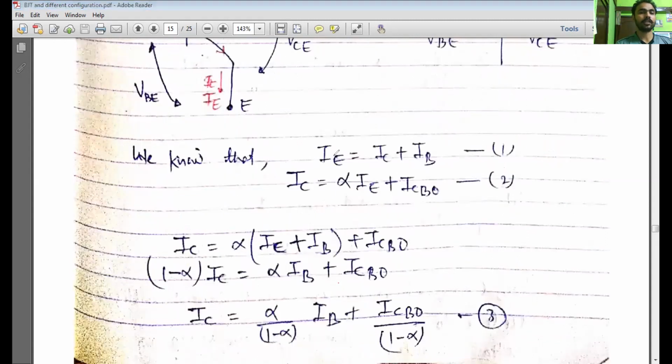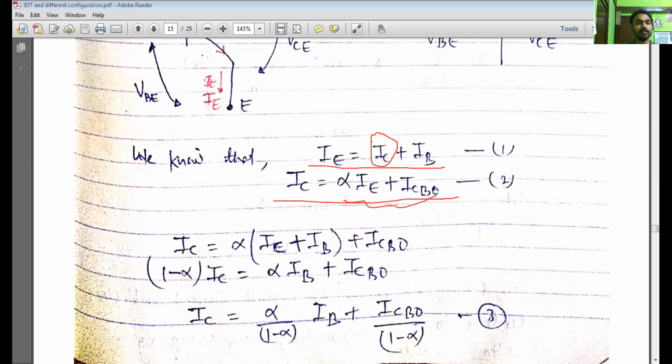If you see the current equation, we know that from Kirchhoff's current law, the emitter current is coming out, and the base and collector currents are going in. So using Kirchhoff's current law, IE is equal to IC plus IB. And we also know from the reverse saturation current, from the last class, that IC is equal to alpha IE plus ICBO. Now, instead of this IC, we can write this IC value.